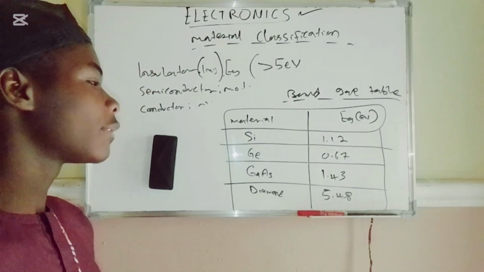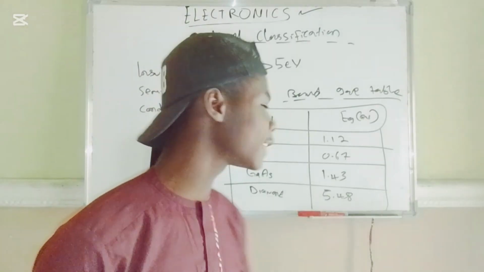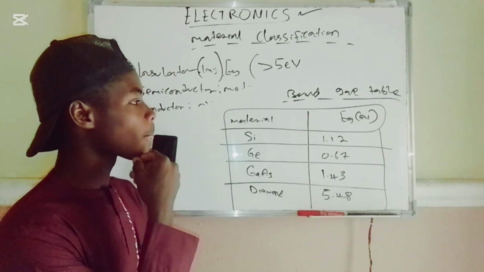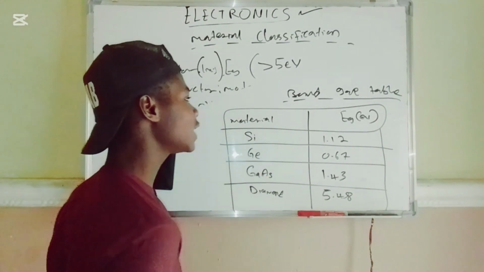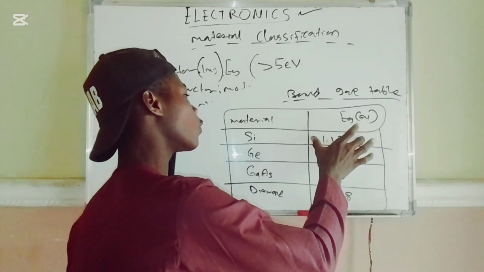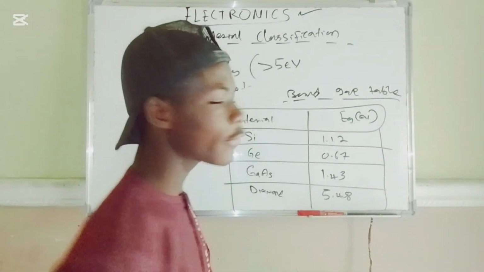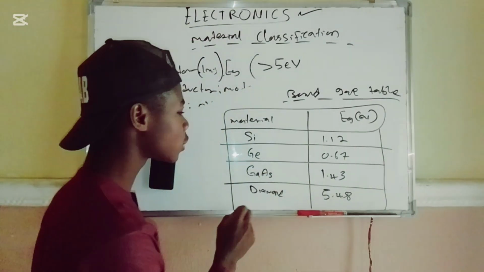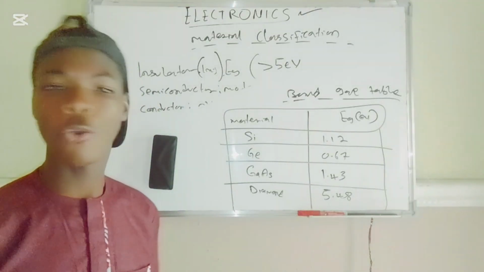So here are some band gap tables. The reason I gave you this is that in examples or in an exam you might be asked for a calculation. Maybe the calculation is talking about silicon, and therefore you are looking for the band gap. The band gap for silicon is 1.12 electron volt, for germanium it is 0.67 electron volt, for gallium arsenide it is 1.43, and for diamond it is 5.48.